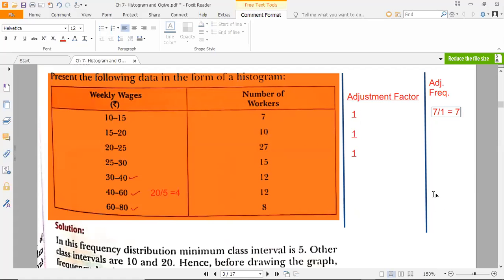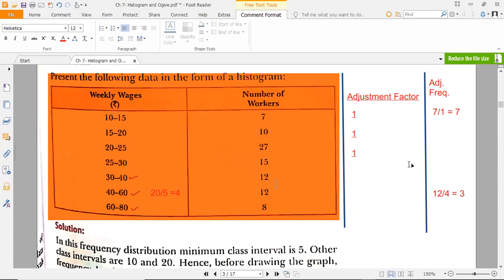But in this case, the original frequency was 12, whereas the adjustment factor was 4. So the new frequency would be 12 divided by 4, that turns out to be 3. So this is how you are going to find out the adjusted frequencies. Now the adjusted frequencies will be used to make the histogram, and not the actual ones.